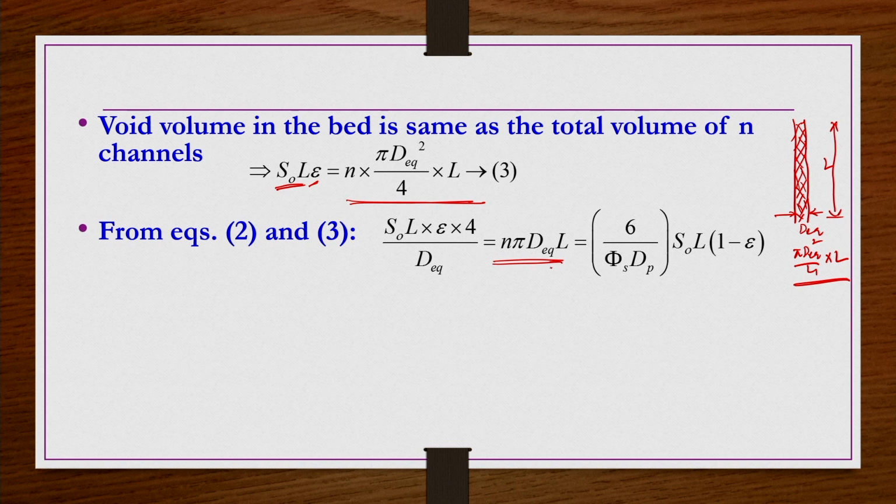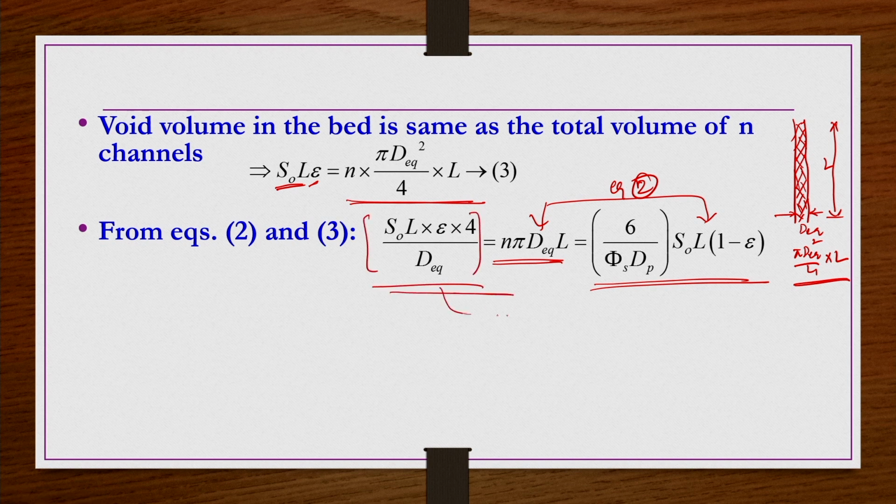This n pi d equivalent L, from the previous equation number 2, we found as 6 by pi s dp, S naught L, 1 minus epsilon. Now if you equate this part to that part, then you can find an expression for d equivalent. That is our target here, so that we do now.